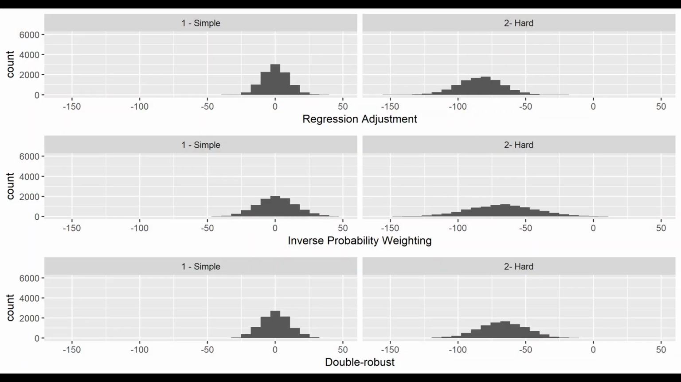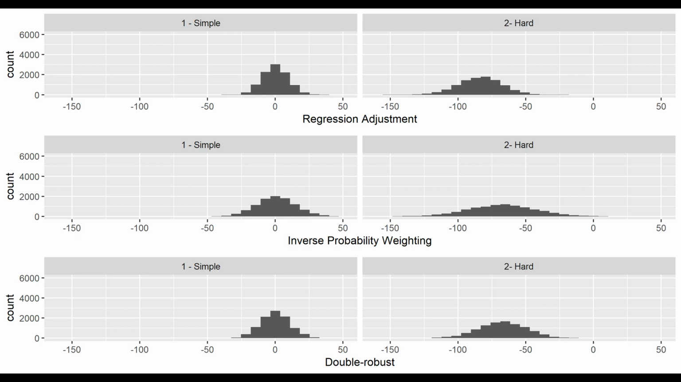In the top row, we have regression adjustment. In the second row, we have the inverse probability weighting. For the simple process, we already said that regression adjustment performs a bit better, while for the complicated process, the inverse probability estimator is probably better. Now, what's interesting, when we look at the double robust estimator for the simple process, we see that it is pretty close to the regression adjustment estimator, so the one that we thought was better.